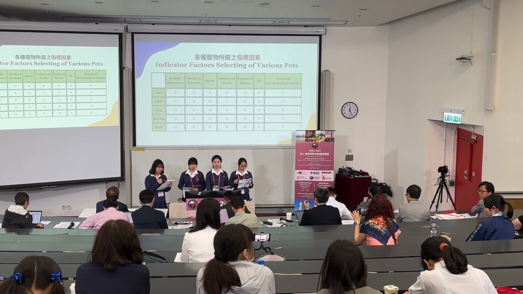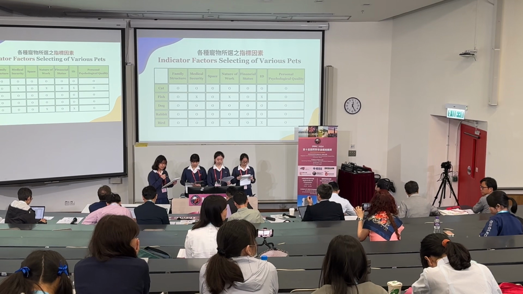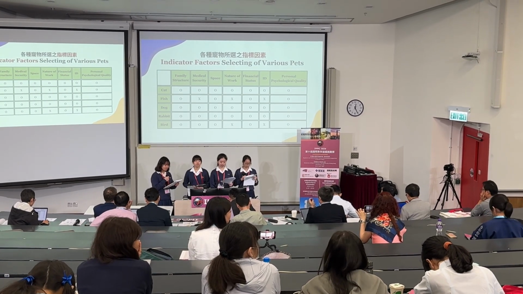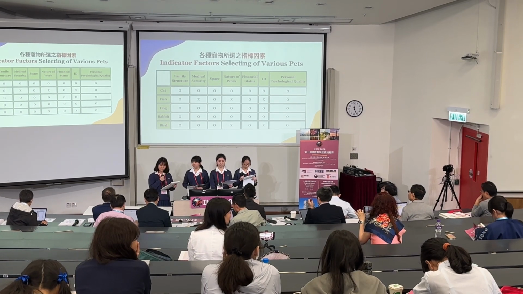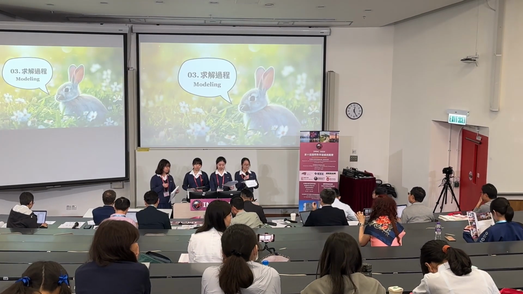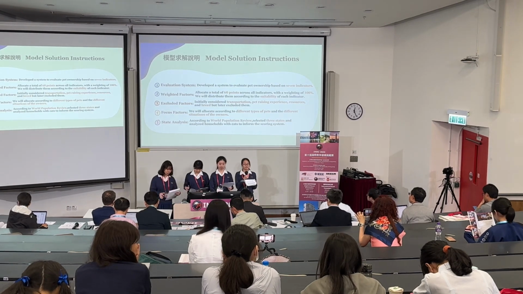In subsequent models, we will choose 4 other types of pets besides cats, and consider 3 of the 7 indicators. However, not all pets will be considered for each indicator. Test 1. We have 5 key points here.